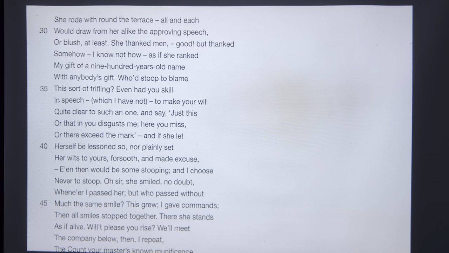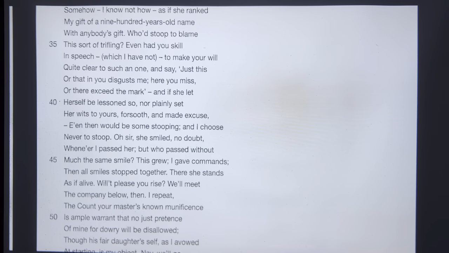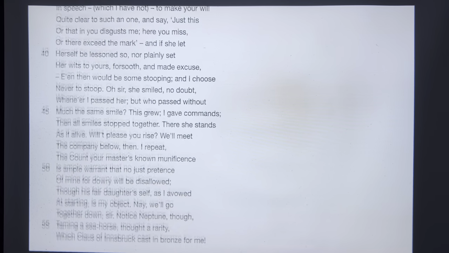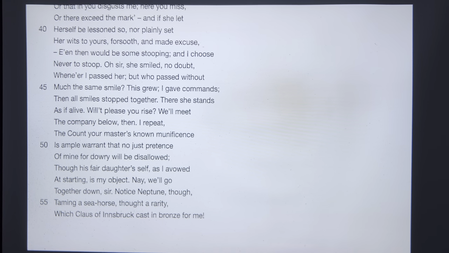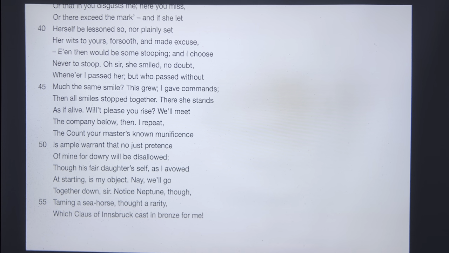Here you miss, or there you exceed the mark. And if she let herself be lessened so, nor plainly set her wits to yours, forsooth, and made excuse, even then would be some stooping. And I choose never to stoop. Oh, sir, she smiled, no doubt, whenever I passed her. But who passed without much the same smile? This grew, I gave command, and all smiles stopped together. And there she stands as if alive.